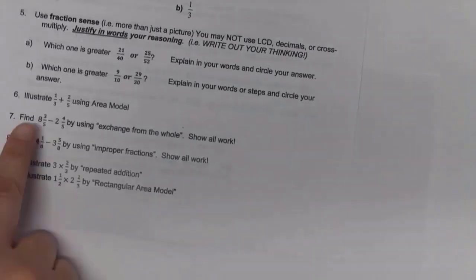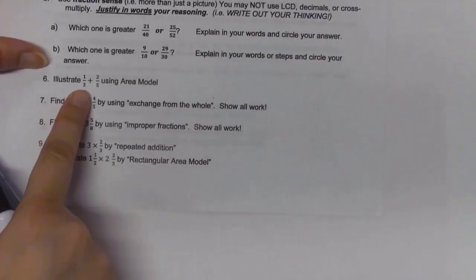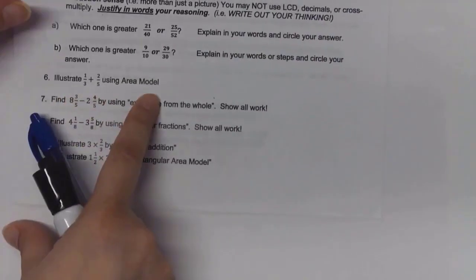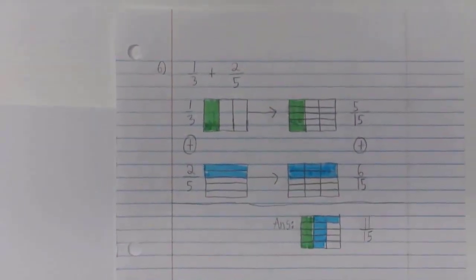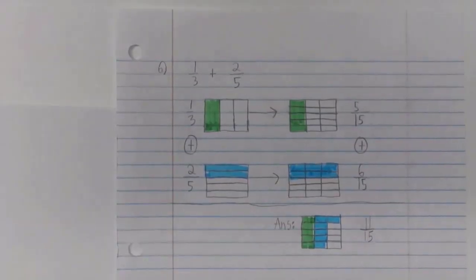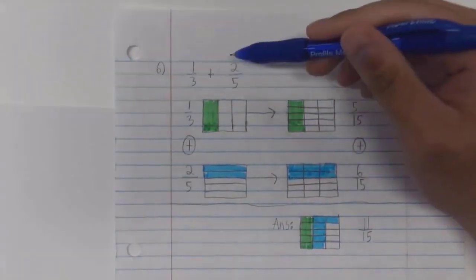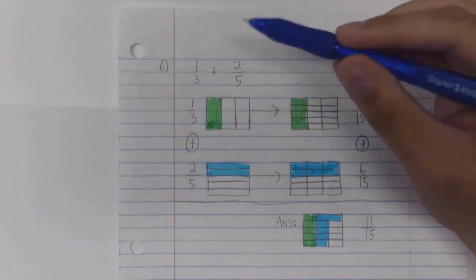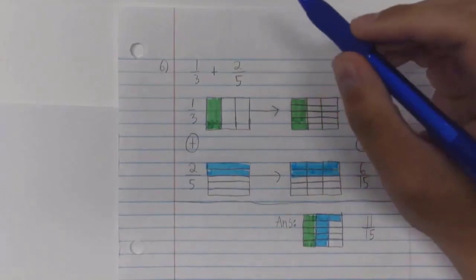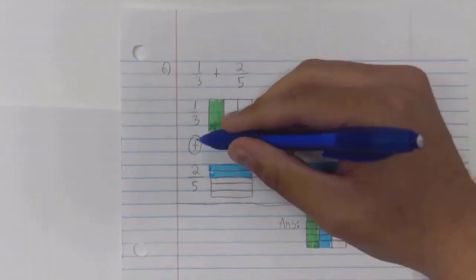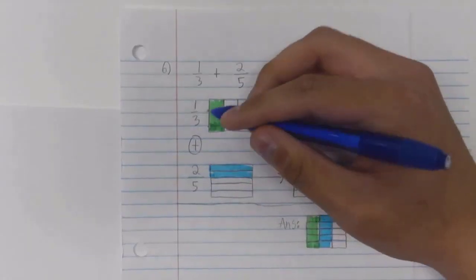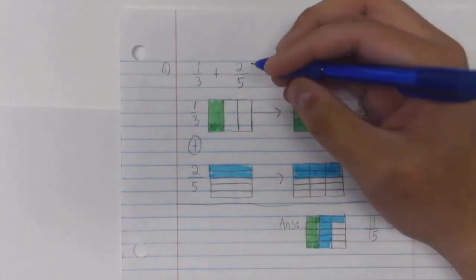So number 6, I'm going to read the question. We need to illustrate 1/3 plus 2/5 using area model. Okay. Tell us what we need to pay attention to. All right. So what I like to do is write this first, so you know what you're adding. So on the side you have to put 1/3 plus 2/5. Remember to circle the plus to know what you're doing.